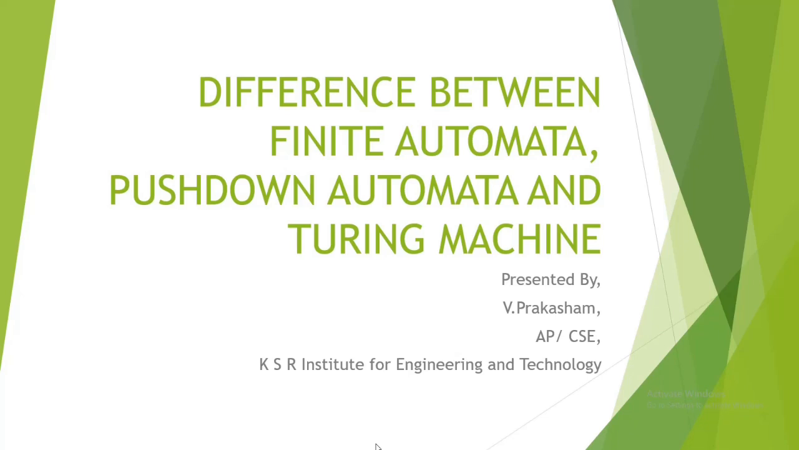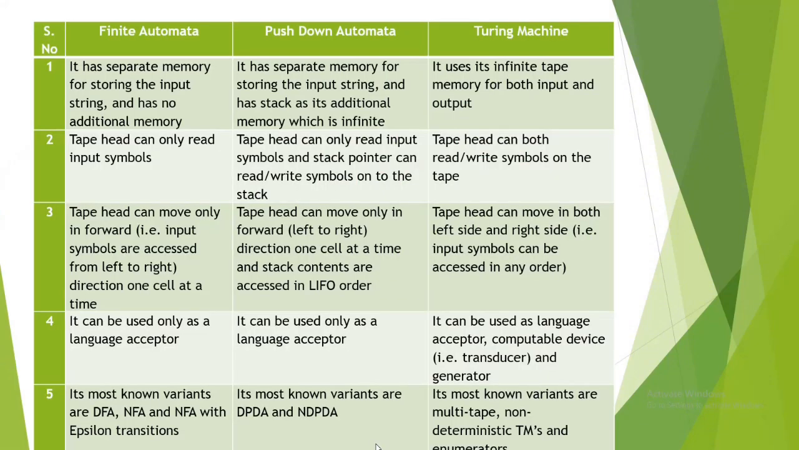Engineering and Technology. Now I am going to explain the difference between the finite automata, pushdown automata, and the Turing machine. Finite automata, pushdown automata, and Turing machine form the Chomsky hierarchy of languages. So now we need to see some of the differences between finite automata, pushdown automata, and Turing machine.